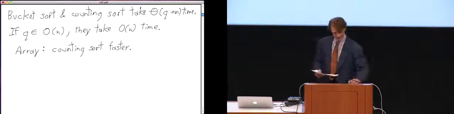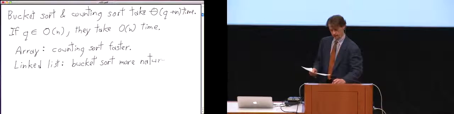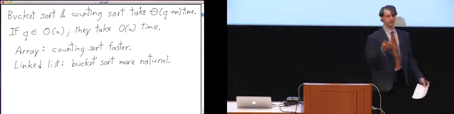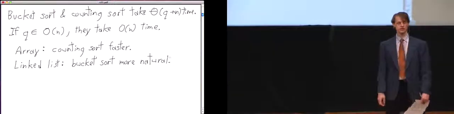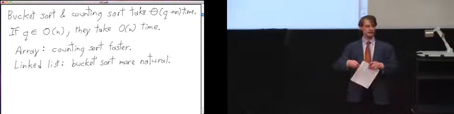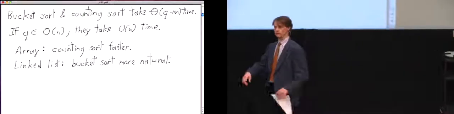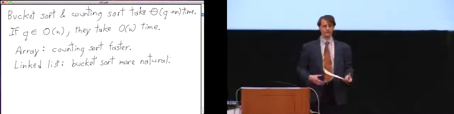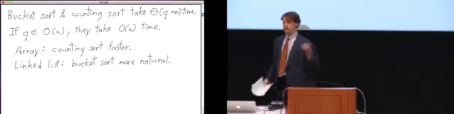But if you're sorting a linked list, well, bucket sort is the natural sort for sorting a linked list. And the reason for that is bucket sort uses linked lists. It uses chains of list nodes. If you've already got list nodes, then it's natural to just put those list nodes into buckets without messing with them and sort them in the buckets with bucket sort. So any other questions about that?